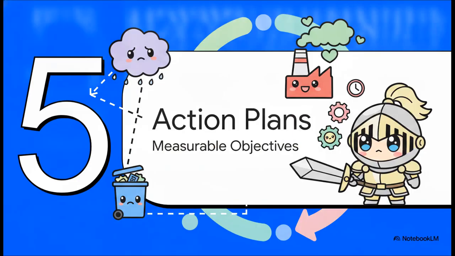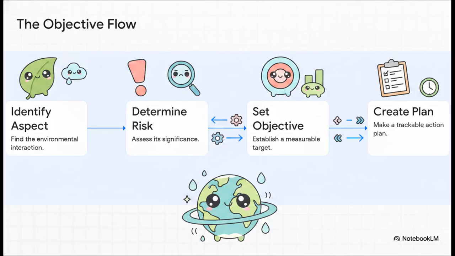Which brings us to our final step, part 5, setting measurable action plans. So this is where we translate all those mapped hazards into an ironclad plan of attack. Because let's face it, identifying a problem is entirely useless if you don't have a structured solution. Clause 6.2 lays out a highly logical flow.